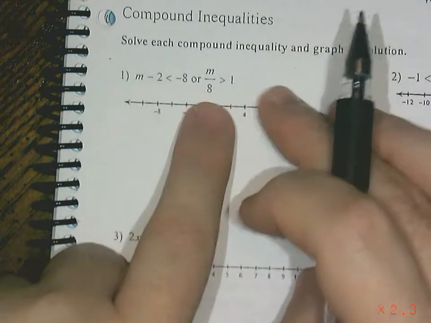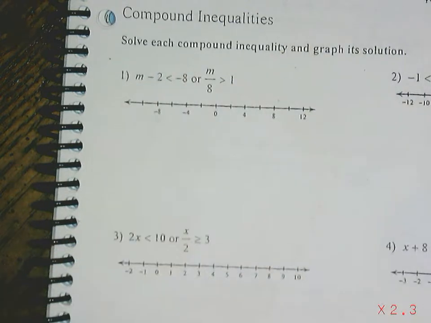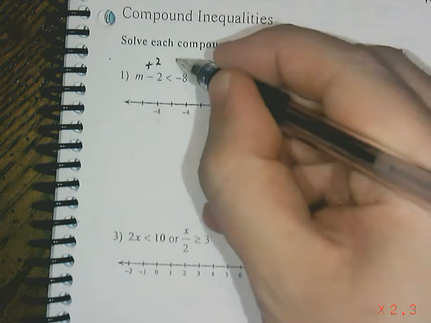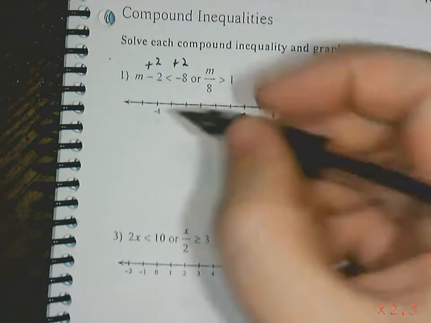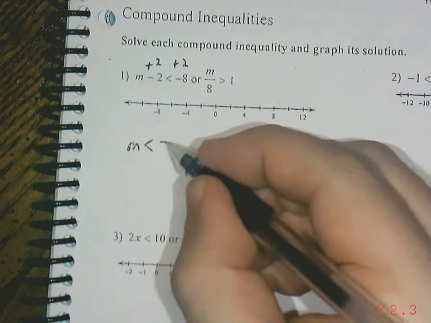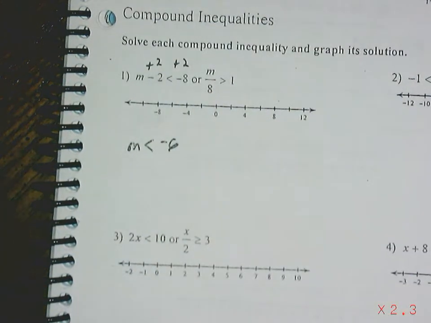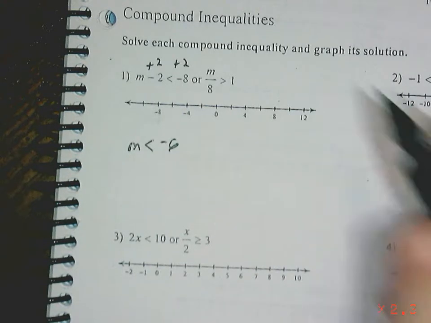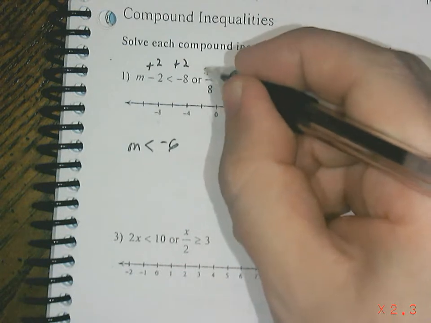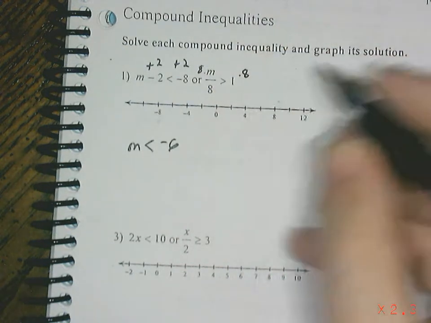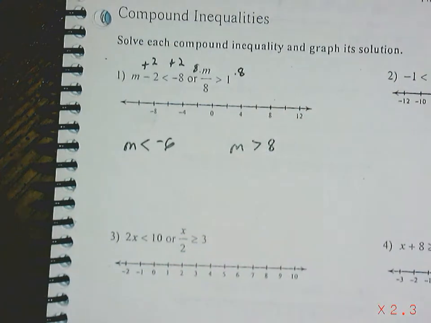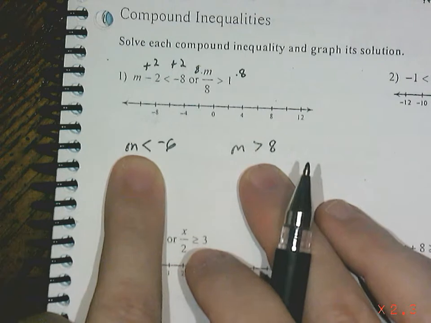These are both just one-step inequalities, so let's hurry and solve them. m minus 2 is less than negative 8. You're going to add 2 to each side, and you're going to get m is less than negative 6 for one of our inequalities. Then the other one, m over 8 is greater than 1. You're going to multiply each side by 8, and you're going to get m is greater than 8 for our other inequality. So I've got my two solved inequalities.